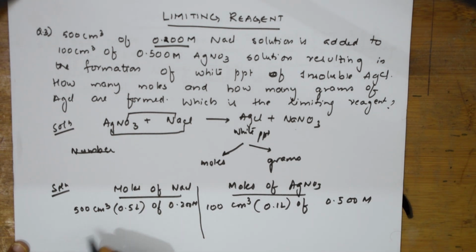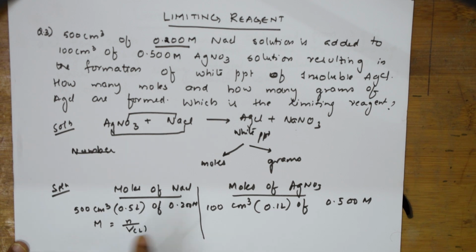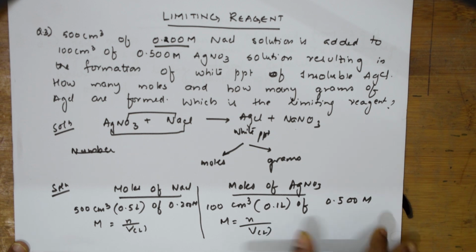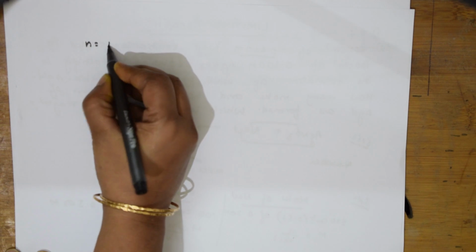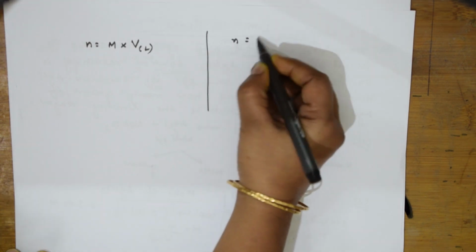Now come back. Molar is nothing but molarity. Molarity is equal to the number of moles divided by the volume of the solution in liters. Here also the same. Let us turn the page and do the sum. Now I need to find N. N is equal to molarity into volume of the solution in liters. In both cases it is the same. Hope this is clear.